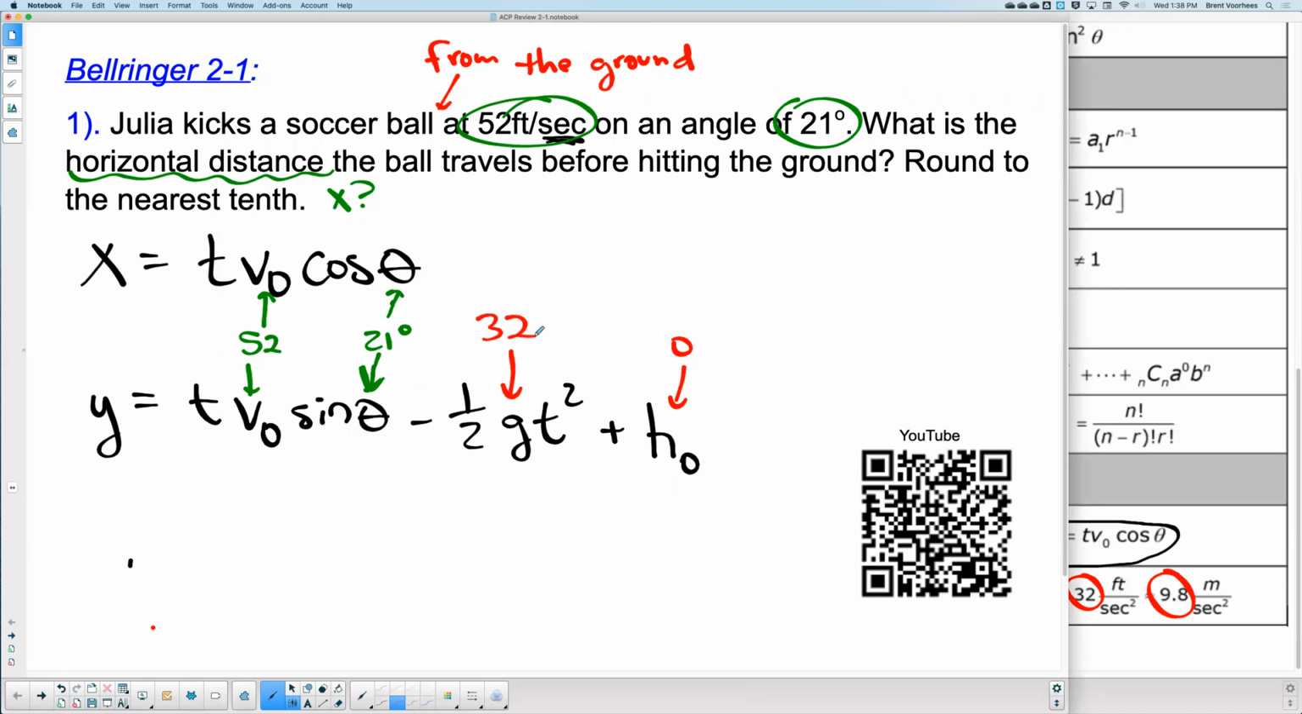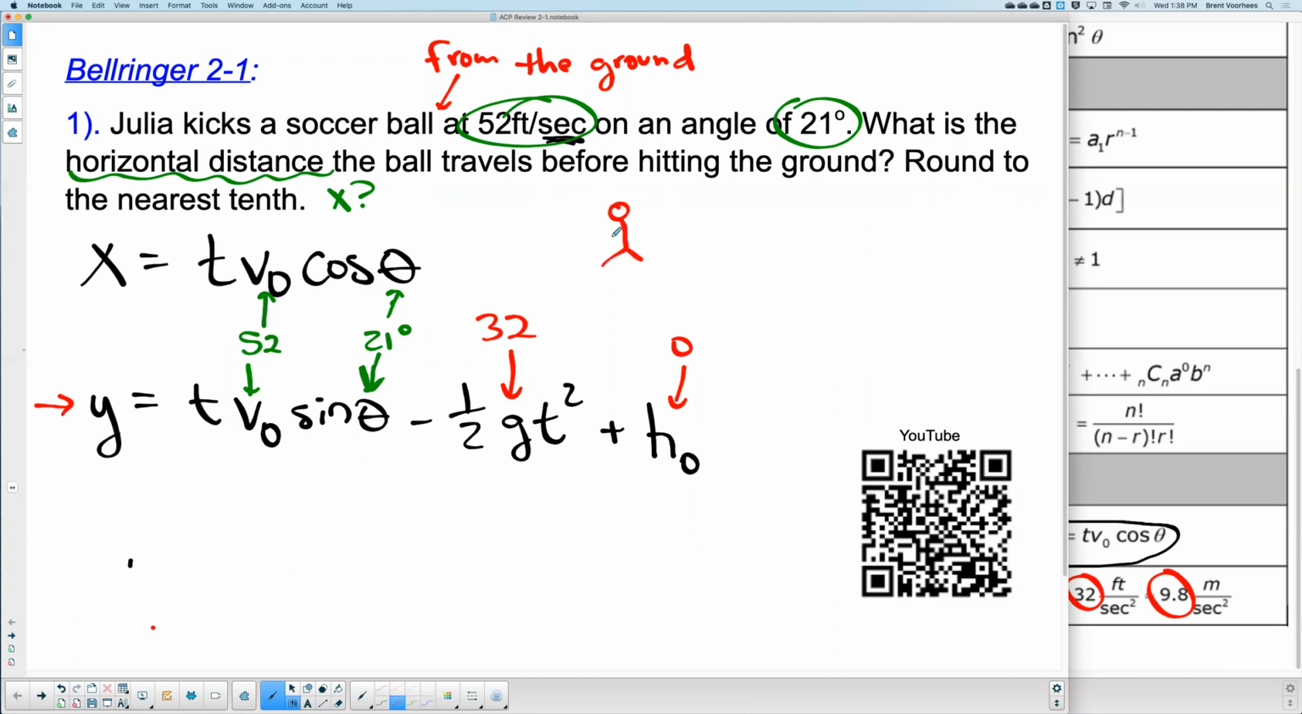Okay, so to solve, I need to find the x. Because I'm looking for x, I'm actually going to have to solve the y equation first. So the value y is the final height of the ball. If h0 is the initial height, y is the final height of the ball. What is the final height of the ball? 0.